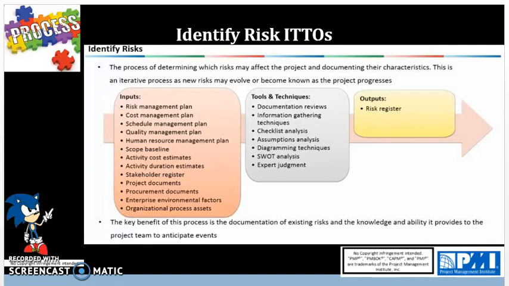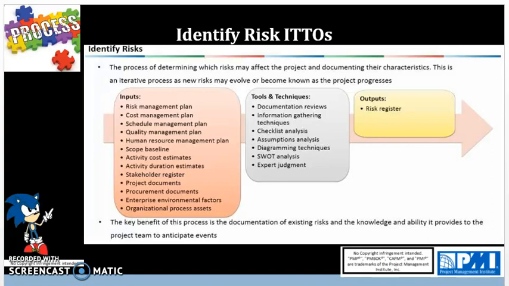Assumption analysis is the identification of any assumptions that may contribute to risk and seeing the validity of those assumptions. So in the identify risk process, the project is looking for any inaccuracies, instabilities, inconsistencies, or incompleteness in the risk assumptions being made. Then you have diagramming techniques such as the Ishikawa diagram or fishbone diagram, also known as a cause and effect diagram.